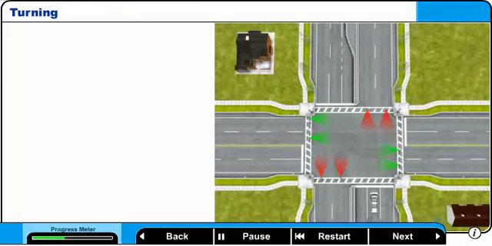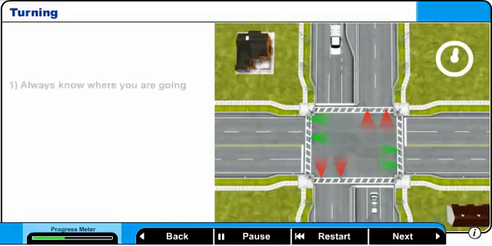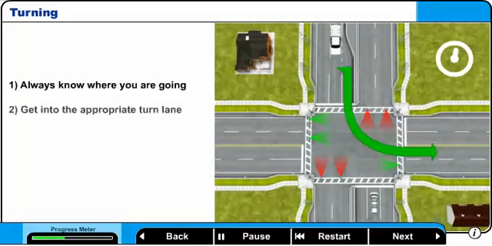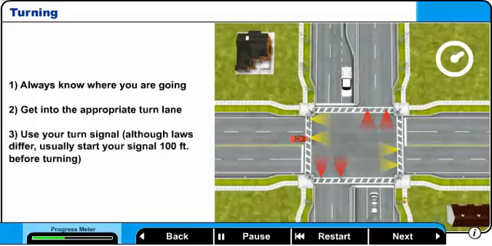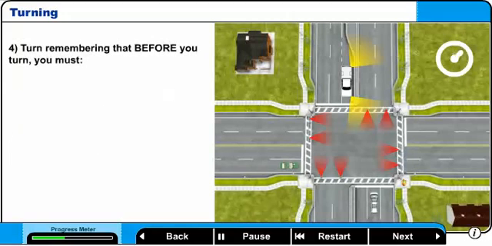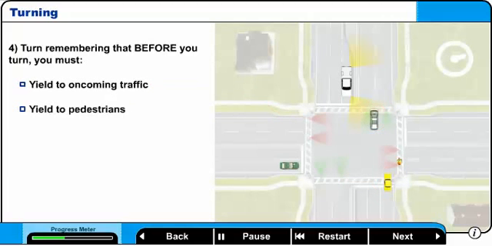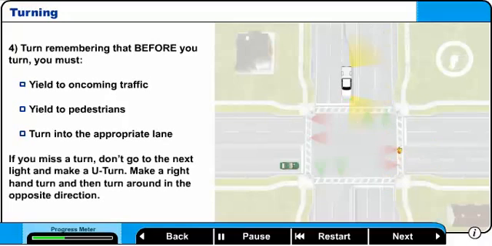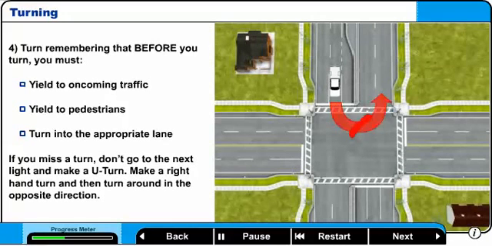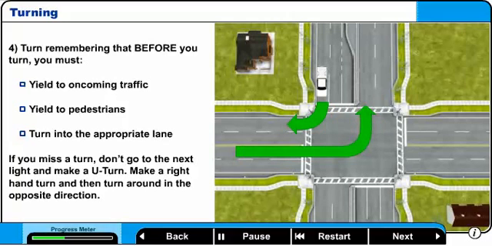The third driving error that you can avoid is turning. So let's look at the keys to turning now. Always know where you are going. Get into the appropriate turn lane. Use your turn signal. Although laws differ, usually start your signal 100 feet before turning. And turn remembering that before you turn you must yield to oncoming traffic, yield to pedestrians, and turn into the appropriate lane. If you miss a turn, don't go to the next light and make a U-turn. Make a right-hand turn and then turn around in the opposite direction.